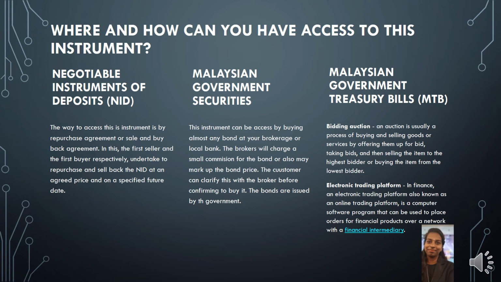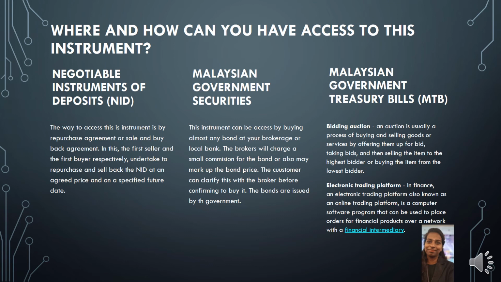For the Malaysia government securities, we can access by buying almost any bond at your brokerage or local bank. The broker will charge a small commission for the bond and also mark up the bond price. The customer can clarify with their broker before confirming to buy it. The bonds are issued by the government. For the Malaysia government treasury bills, we can access by bidding auction, which is a process of buying and selling goods or services by offering them up for bid, taking bids and then selling the item to the highest bidder, or buying the item from the lowest bidder.